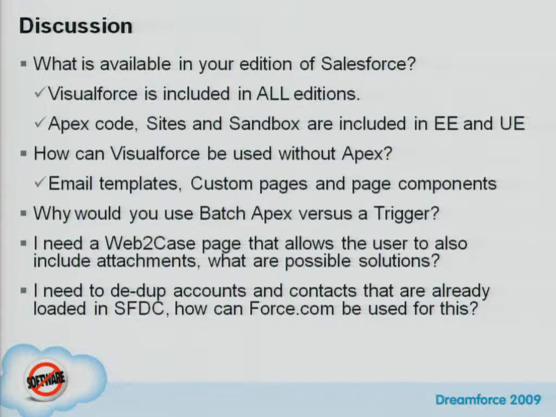Yeah, so there is a limit on how many Apex batch jobs you can have running concurrently. I believe the limit is 10, but the documentation is the ultimate authority.